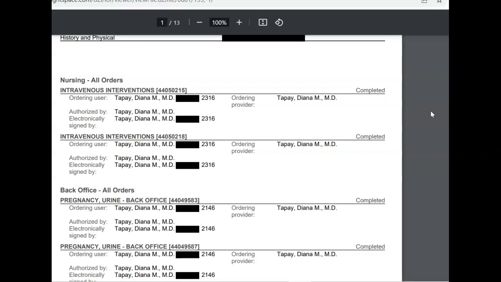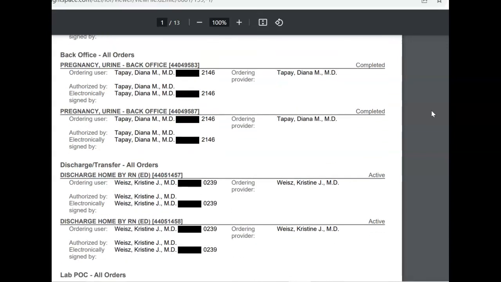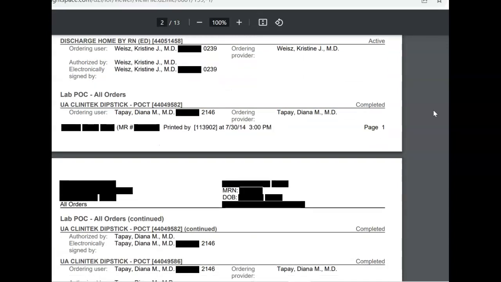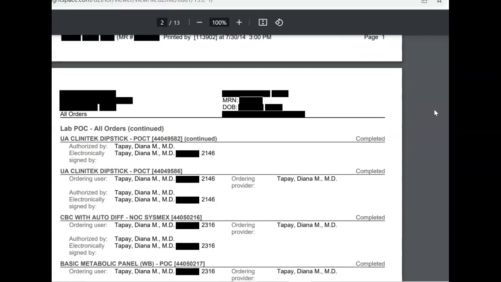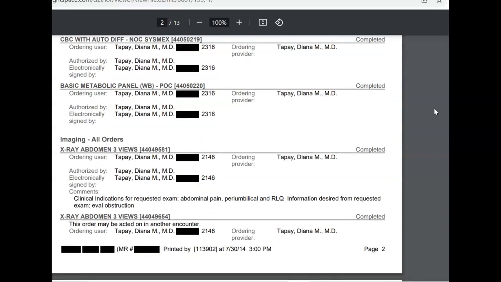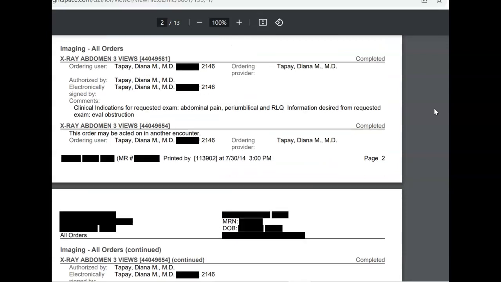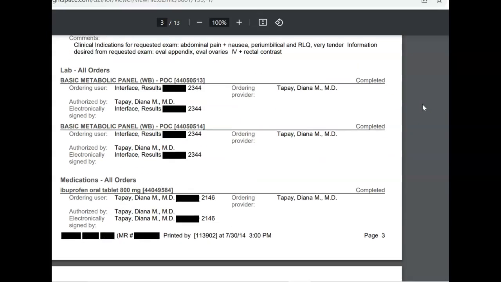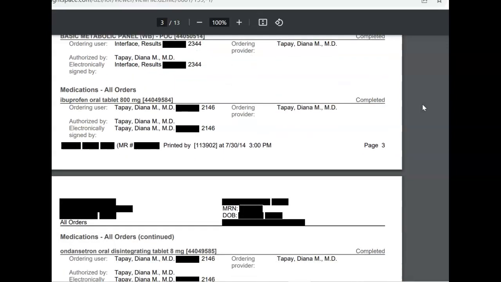All right, so as we start with this chart, you see all the different orders from the nursing, back office, pregnancy. They did a pregnancy. They did orders for going home. We also have lab orders being done: urine analysis, CBC, metabolic panel, and x-rays. We also have the CT with contrast. You'll see that coming up.